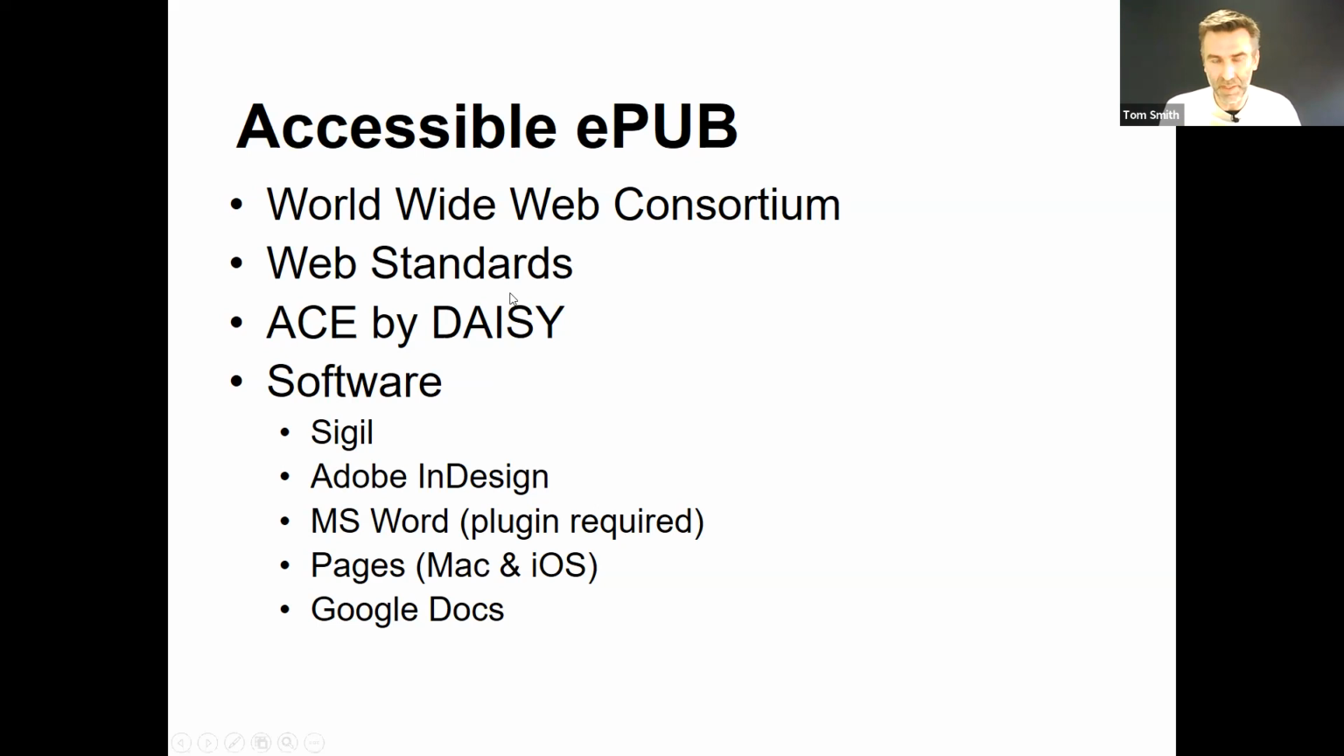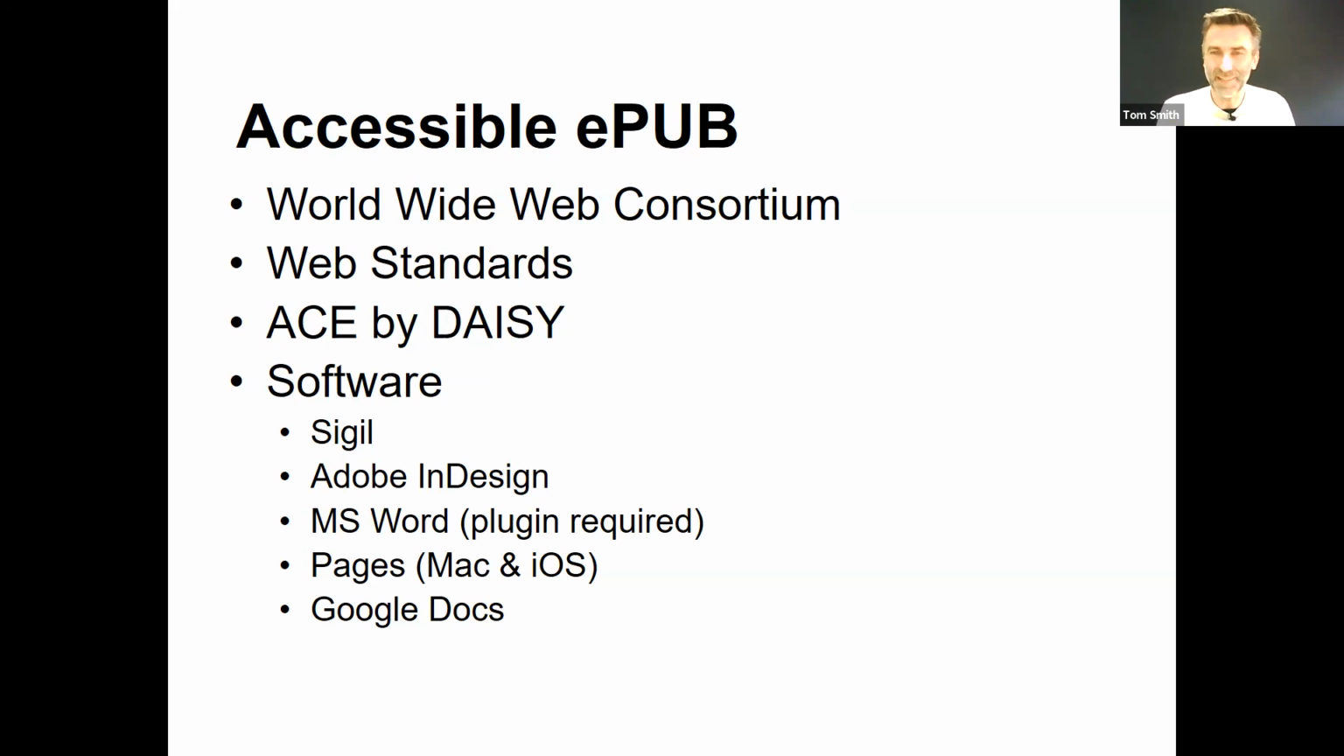So that's what I'm talking about there. There was a tool for making standards of ePUBs. There was ACE by Daisy. It sounds kind of fancy, but ACE is the accessibility checker for ePUB. So it's a very interesting acronym.